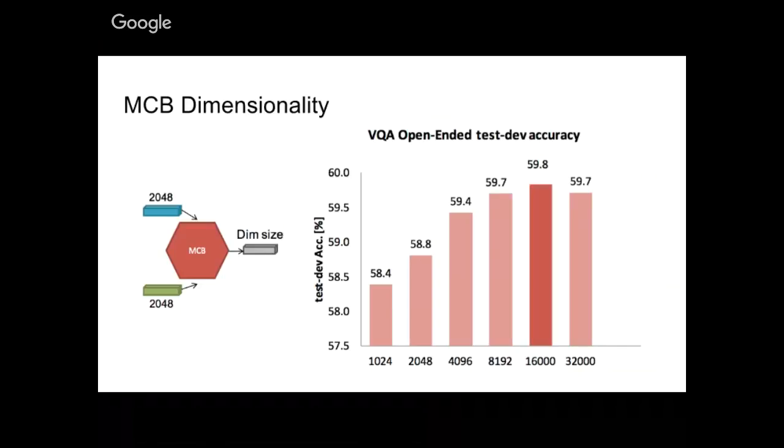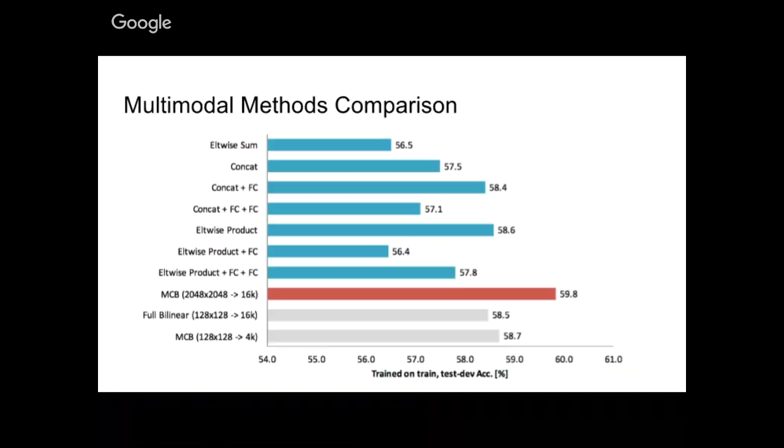With this architecture also, they try to measure how the length of the output vector of the MCV influences the result. And here you can see some examples. One could think that the longer the vector is, the better the result should be. But in fact, there is some point in which it gets worse. So they try to set it to 16,000. And then also they compare their MCV method with other kinds of multimodal merging.